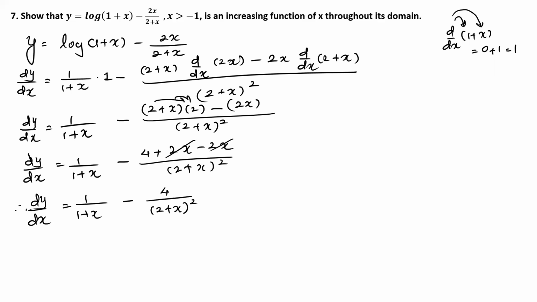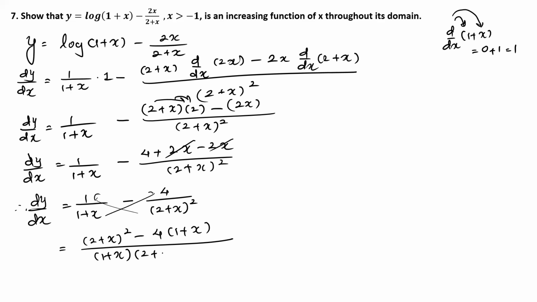This is not enough actually. You know this. What do we have to do? We have to get it into a smaller bracket. Let us take the LCM. That means this denominator will multiply here, and this denominator multiplies over here. 2 plus x whole square minus 4 into 1 plus x, upon both the denominators multiplied.